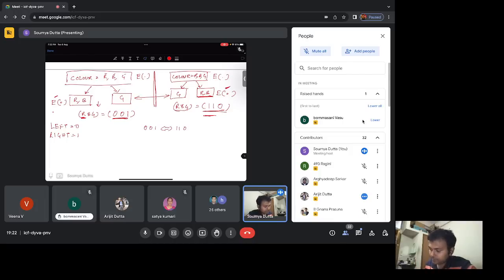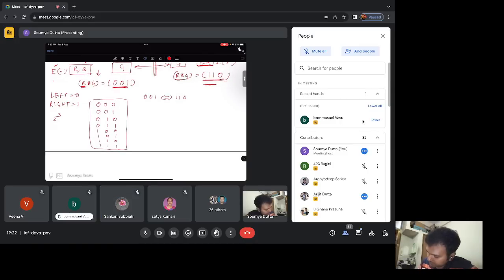Now if I take three values, then of course there can be 8 possible values, because there can be 2 to the power 3 values. So it would be 0 0 0, 0 0 1, 0 1 0, 0 1 1, 1 0 0, 1 0 1, 1 1 0, 1 1 1. These are the 8 possible values, right? This is clear.